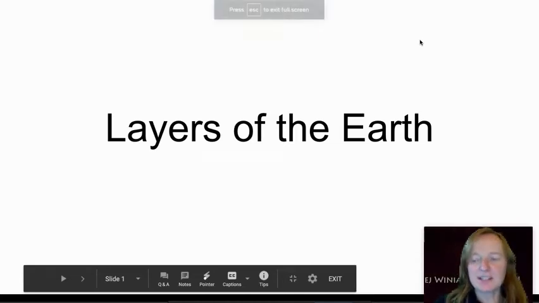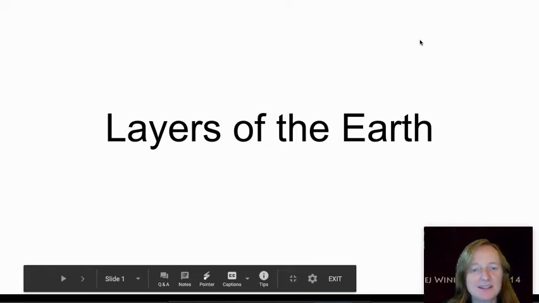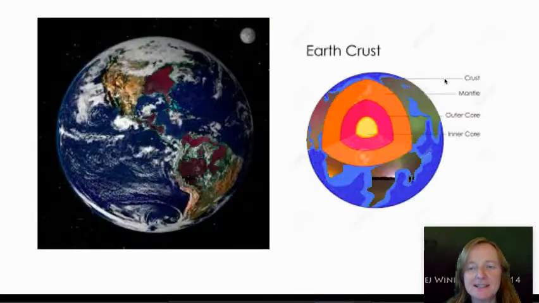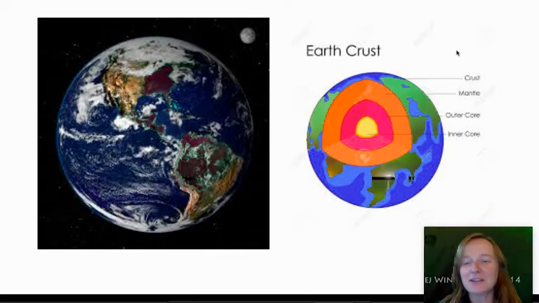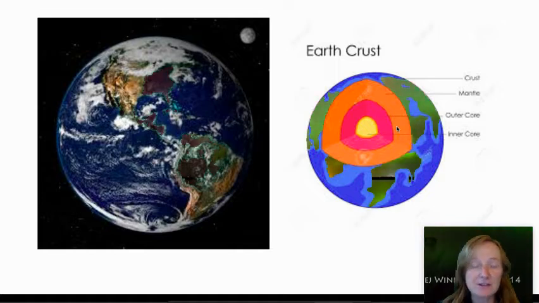This week we are going to talk about the nitty gritty of the layers of the earth. So get ready to dig deep into the layers of the earth. So, what you guys already know, here's our earth, and you know at this point that the earth has 4 layers. We've already talked a little bit about the crust.